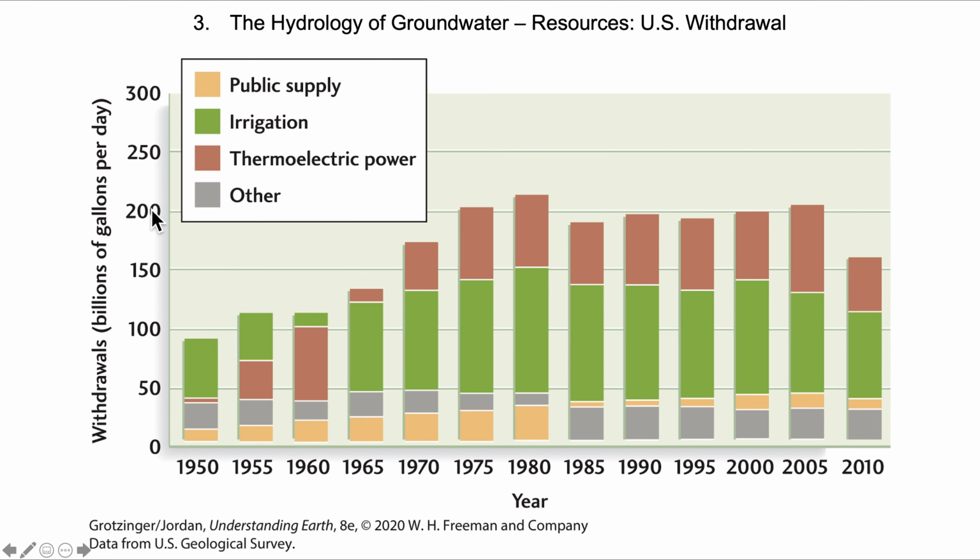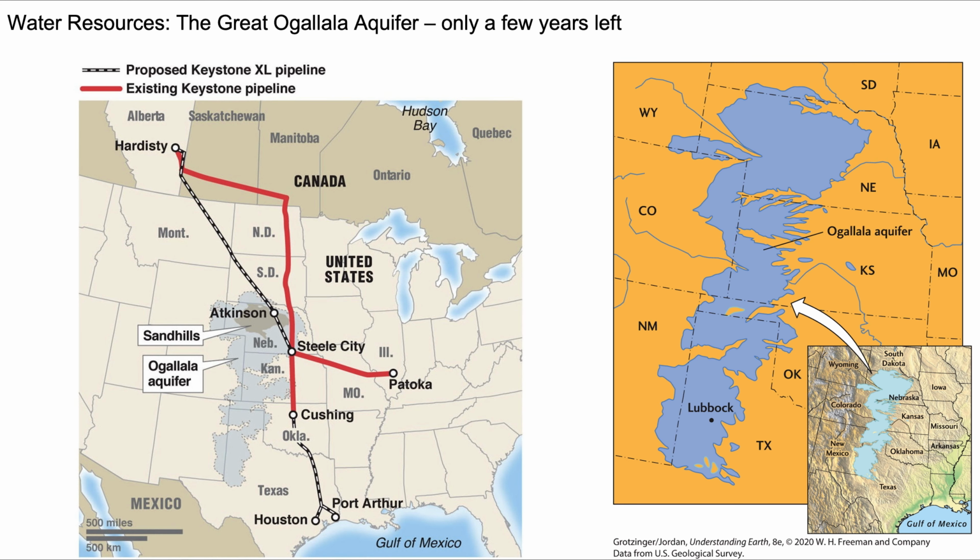So 200 billion gallons per day is being removed from the Ogallala Aquifer today. How much is going back in? Well, not that much. So what's the deal now with this aquifer and the pipeline? Just to make things worse, this pipeline is proposed to run right through the most important aquifer on the Great Plains for the United States, where much of the food comes from.